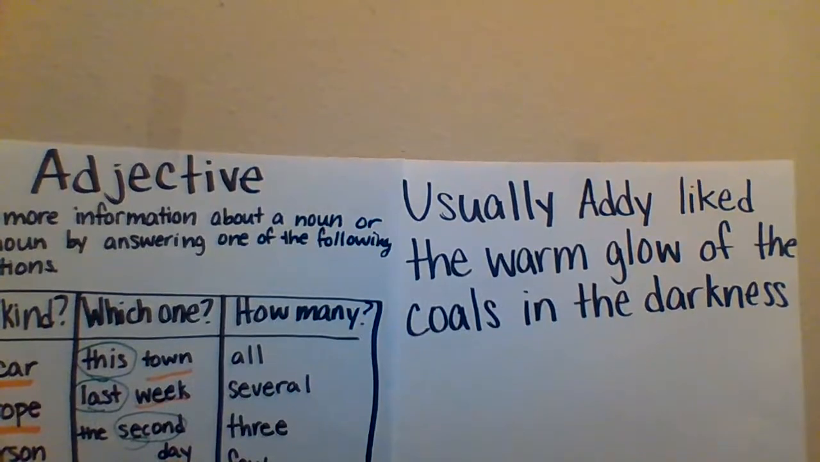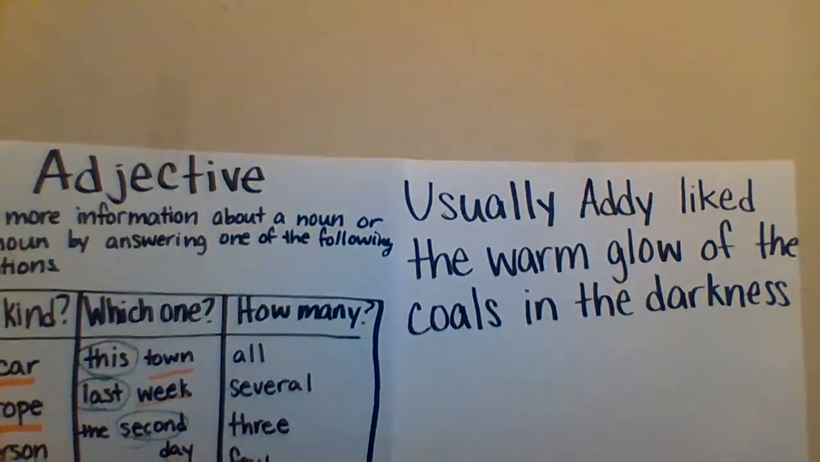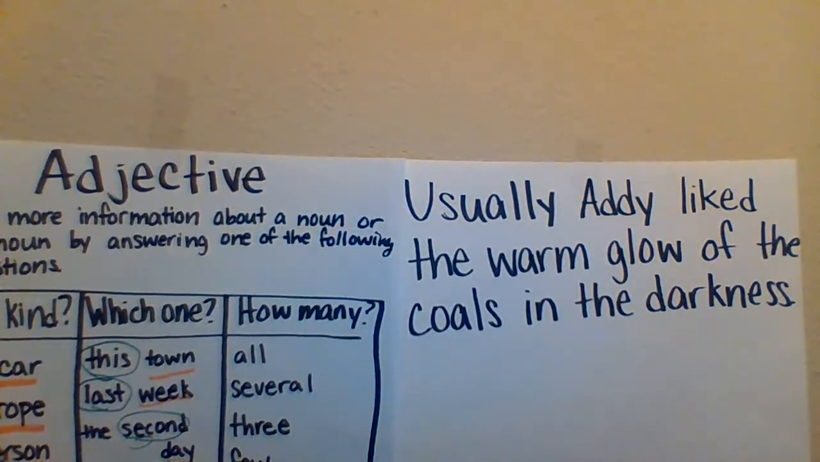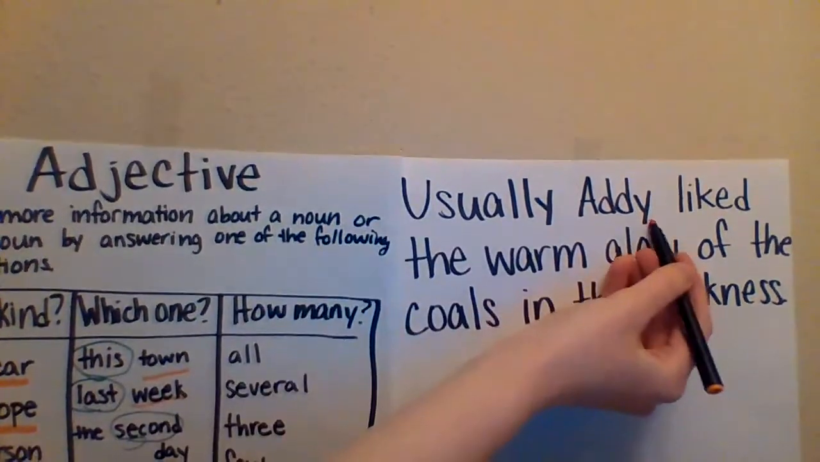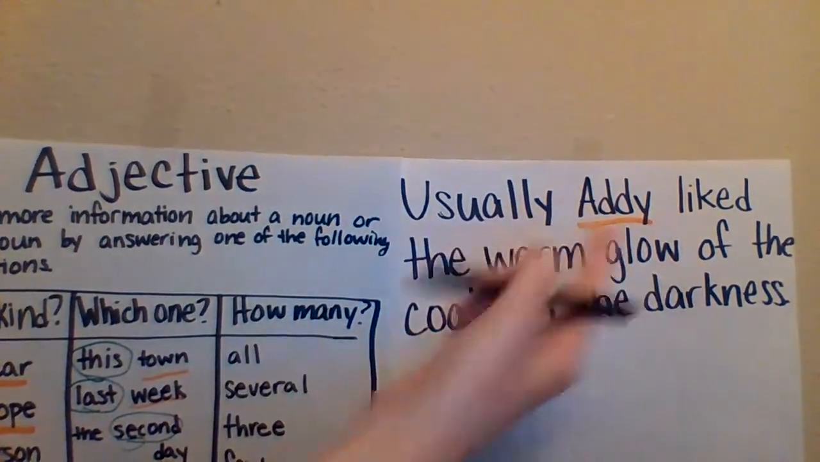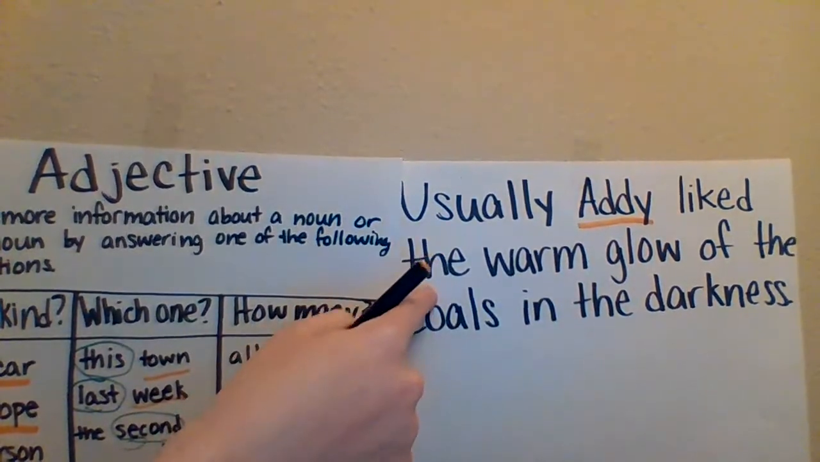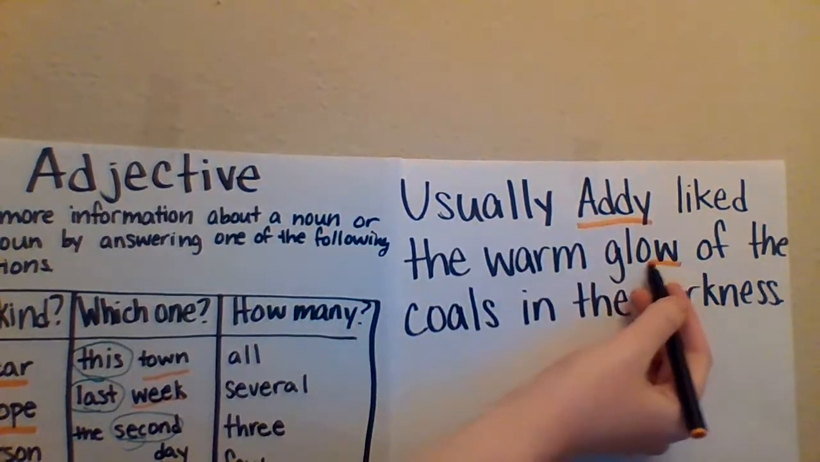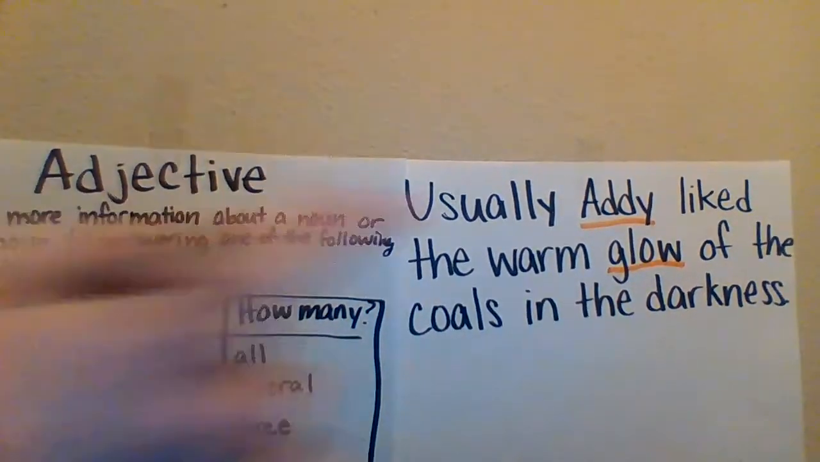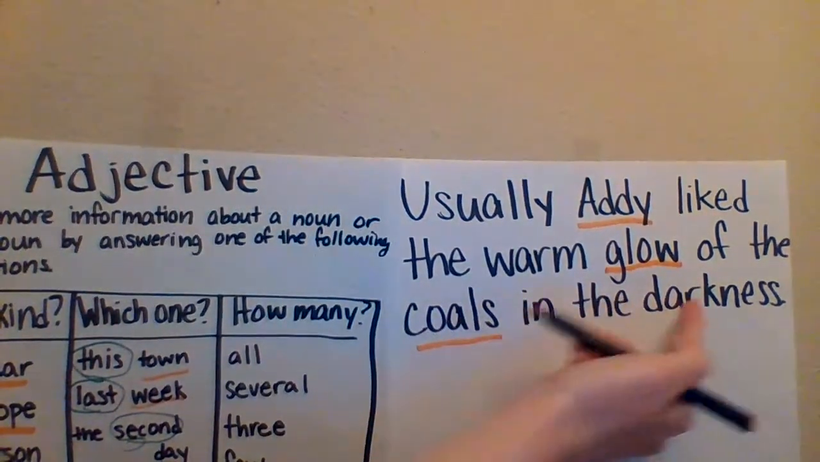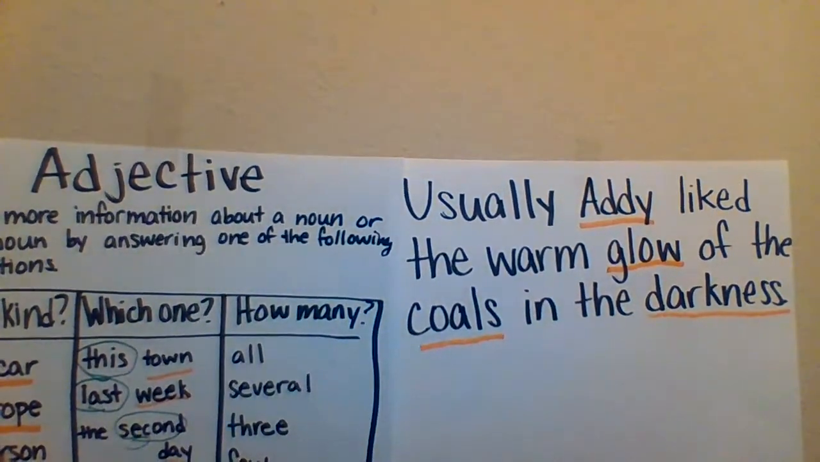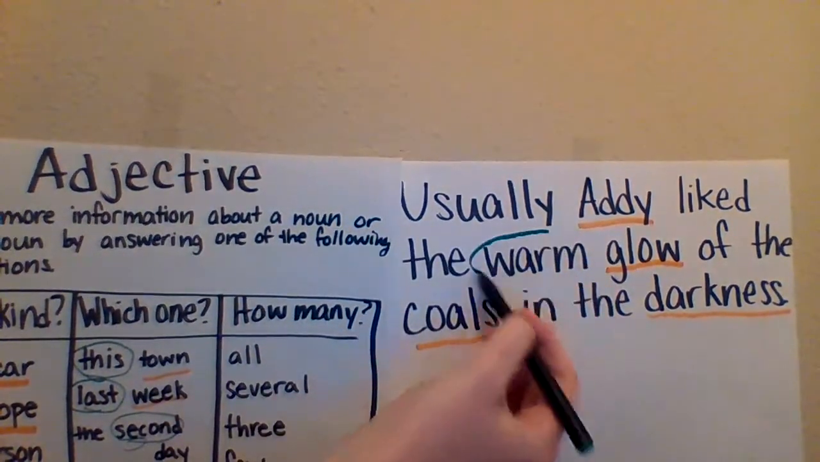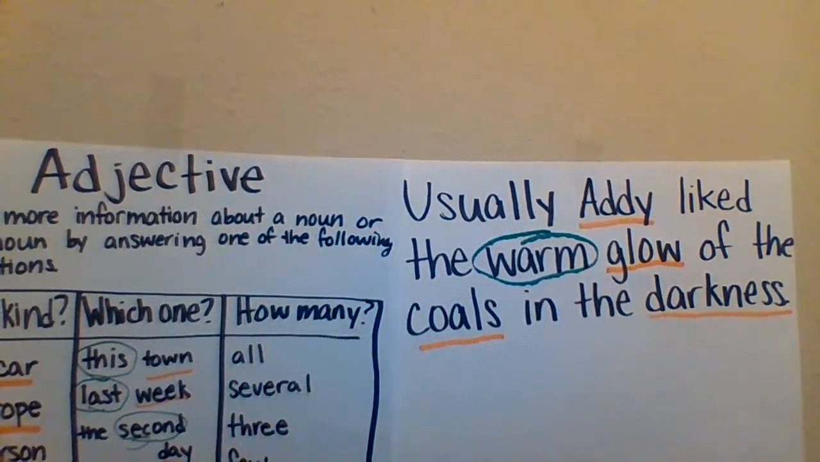Usually Addie liked the warm glow of the coals in the darkness. Oops, forgot a period. So I'm again going to underline our nouns here. Addie is a noun. Liked the warm glow. I see the word "the" there. That's an indication that there's a noun over here. So the noun is not going to be warm. It's going to be glow. That's the thing we're talking about. Of the coals in the darkness. Now think about what adjectives you see. And I see the word warm. That describes what kind of glow.